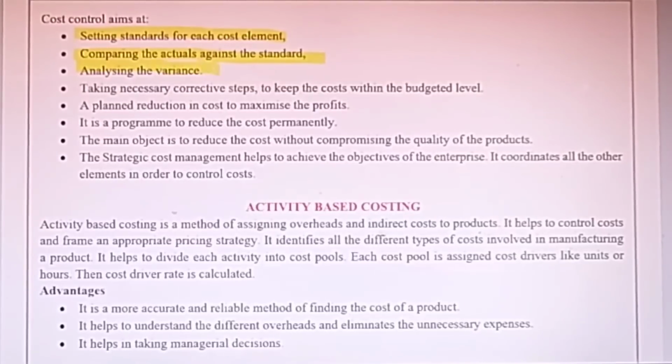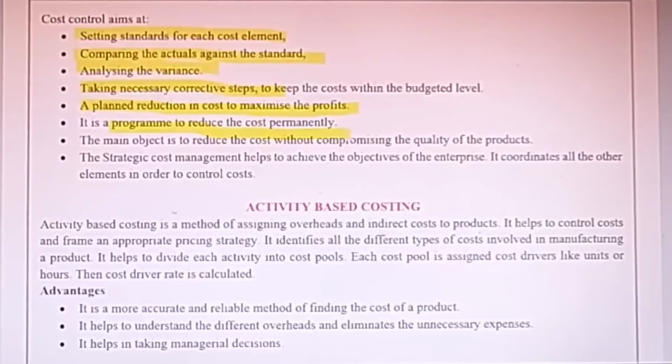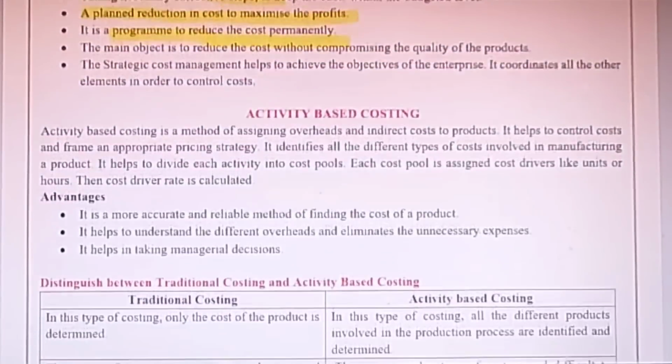Then we should analyze those variances, then we will take corrective steps to control the cost, and a planning of reduction of cost and maximize the profit should be done. Then it is a program to reduce the cost permanently, so like that. Okay, this was strategic cost.